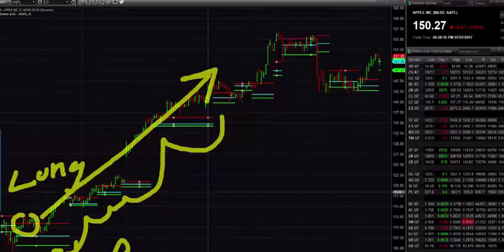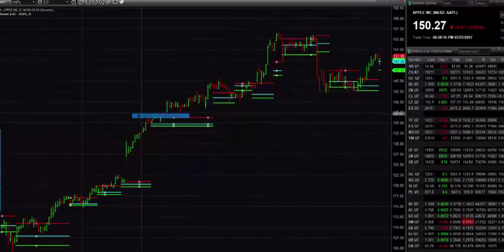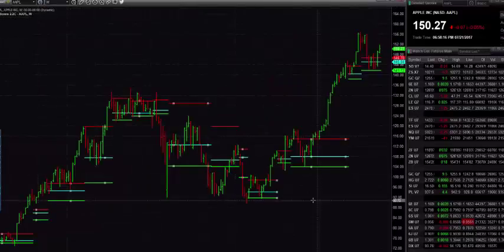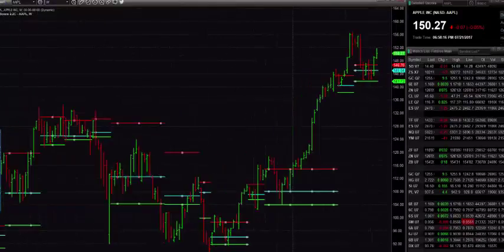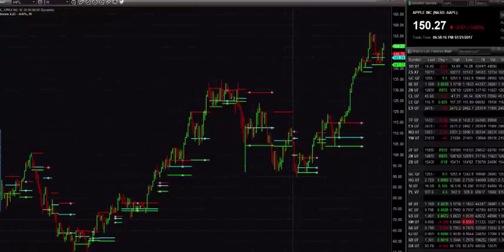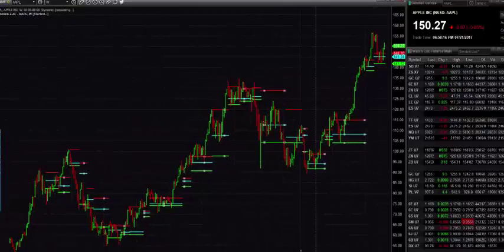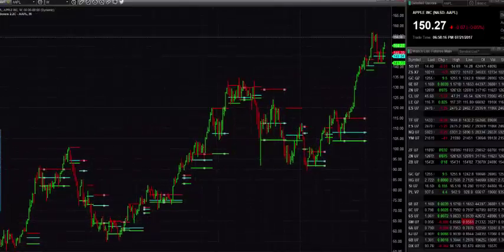Show a weekly on Apple. I want to show this because for long-term guys who are looking to, let's go back in time a little bit. Even though that looks great, these are profiles that, let's see, what is this?